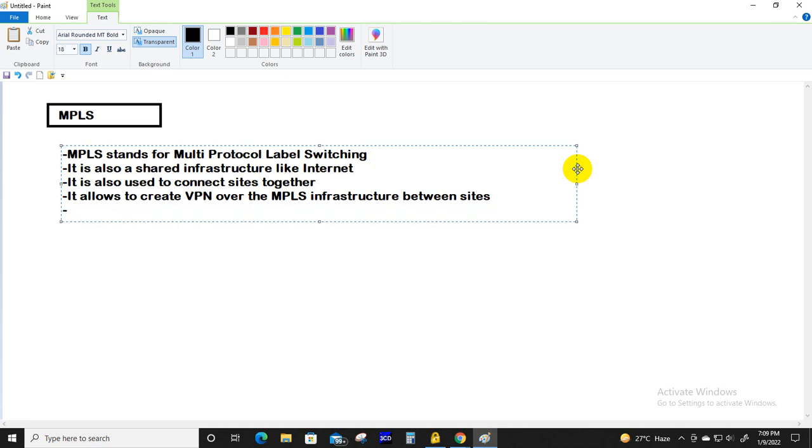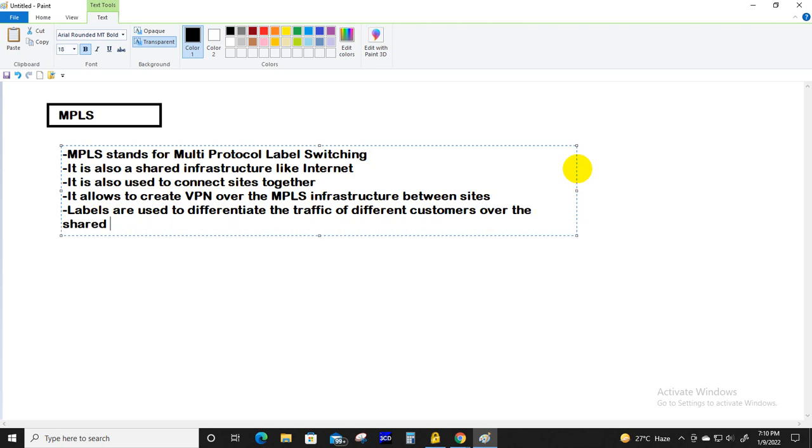So there must be lots of MPLS customers. Everybody is using the same shared infrastructure. So labels are used to differentiate the traffic of different customers over the shared infrastructure.